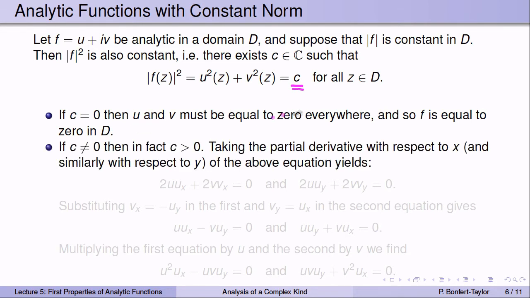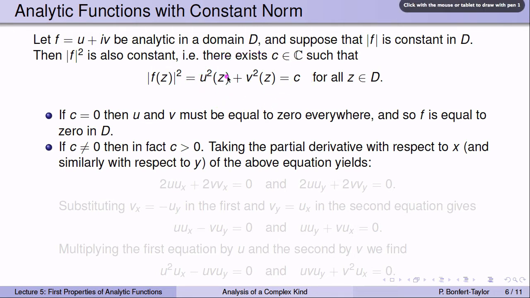If on the other hand this constant c is non-zero, because u and v are real numbers and we're adding their squares, the result has to be something positive. So c is in fact positive. Now comes the trick. We're going to look at this equation right here, and we're going to take partial derivatives with respect to x and with respect to y.